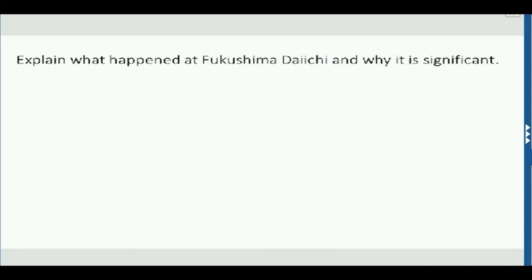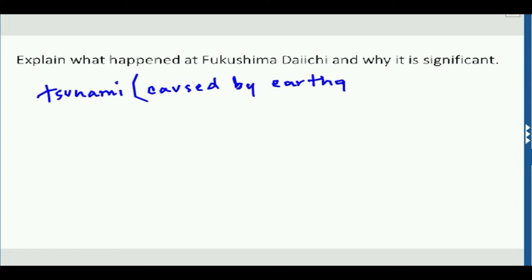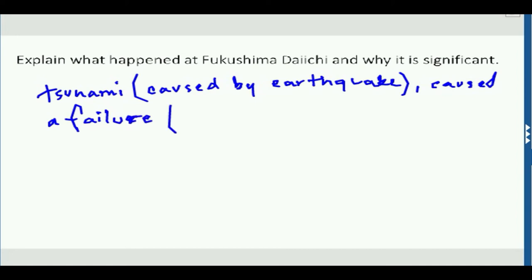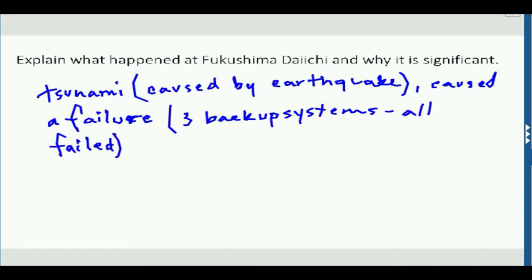What happened at Fukushima? This was in Japan. A tsunami, which was caused by an earthquake, caused a failure. They actually had three backup systems. Well, including the first system, there were three. And they all failed. It flooded the generators.